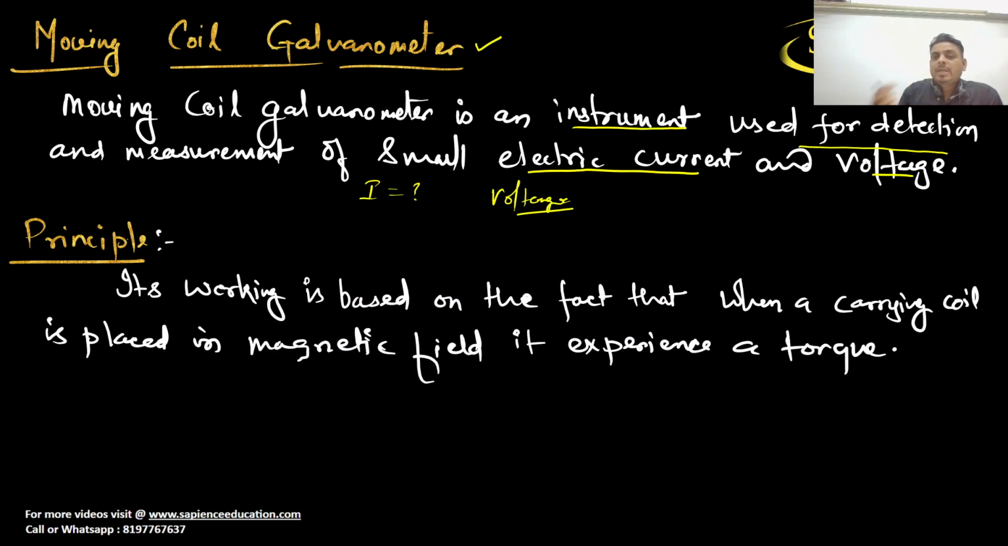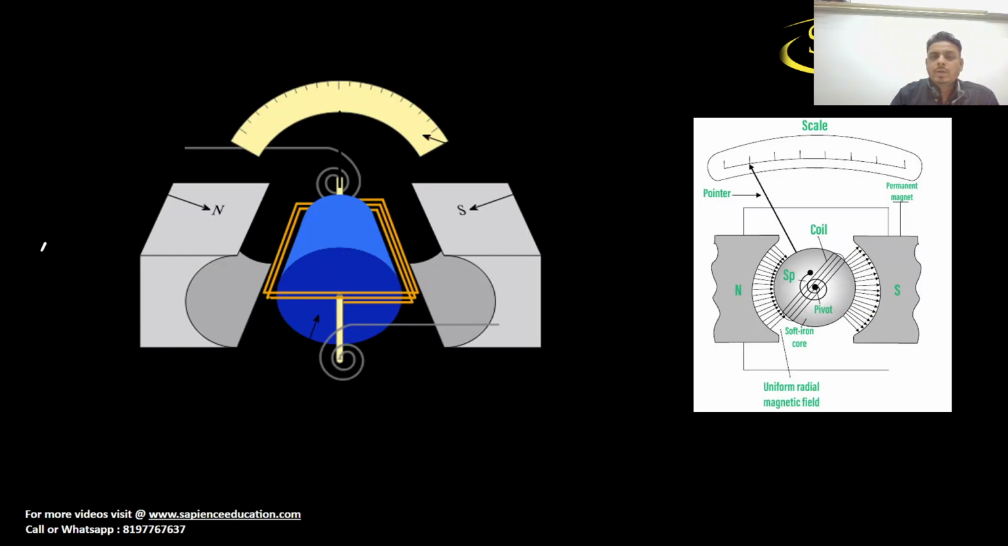So what is the basic principle of the galvanometer? Its working is based on the fact that when a current carrying coil is placed in a magnetic field, it experiences a torque. I have already done a video about how this torque is created. Now let us check the diagram.